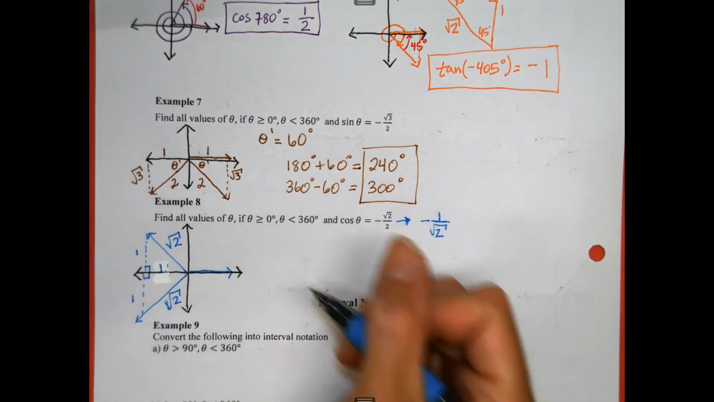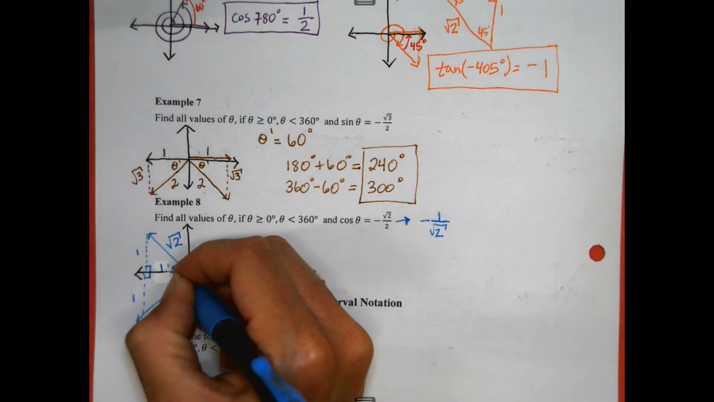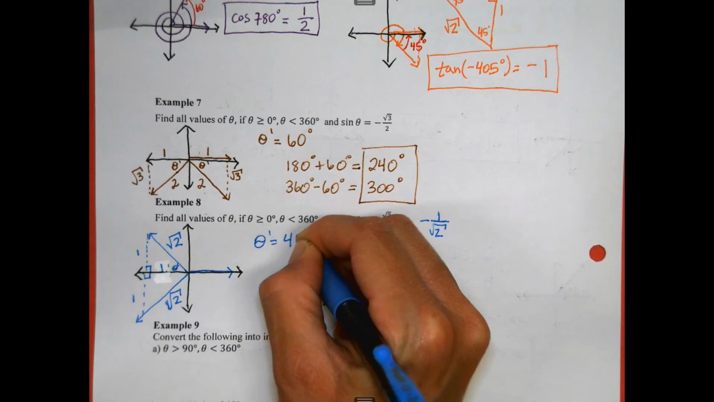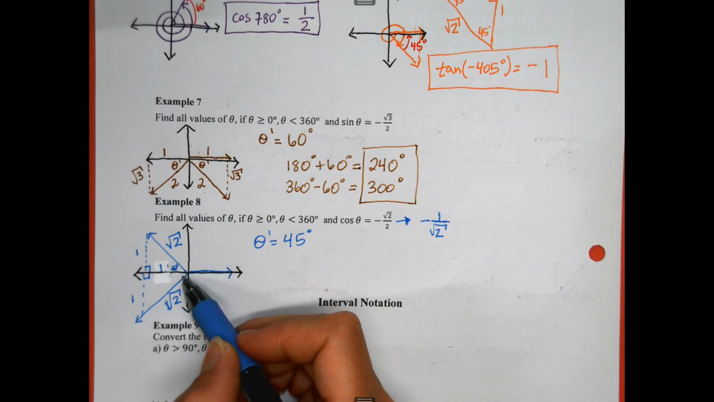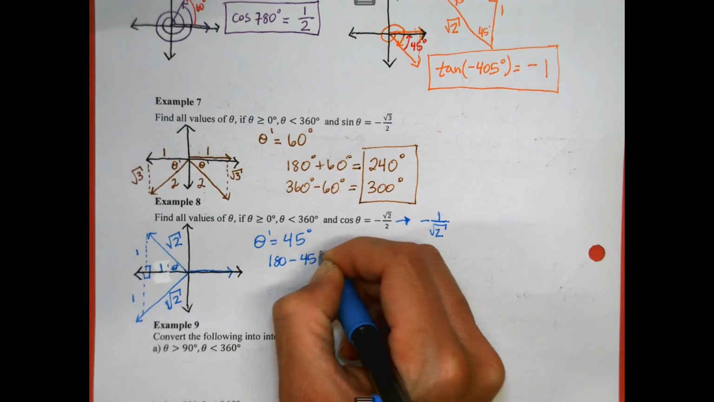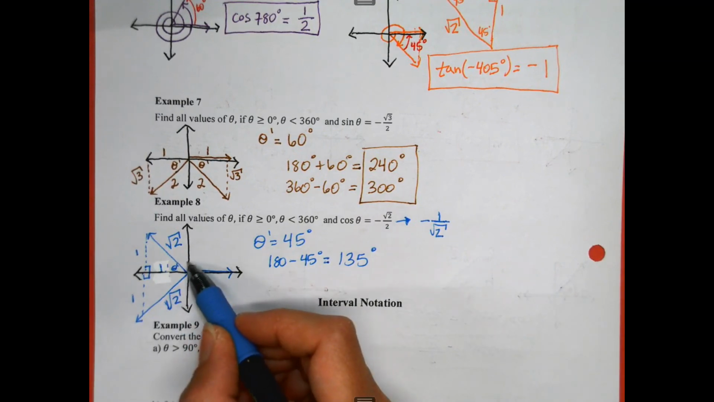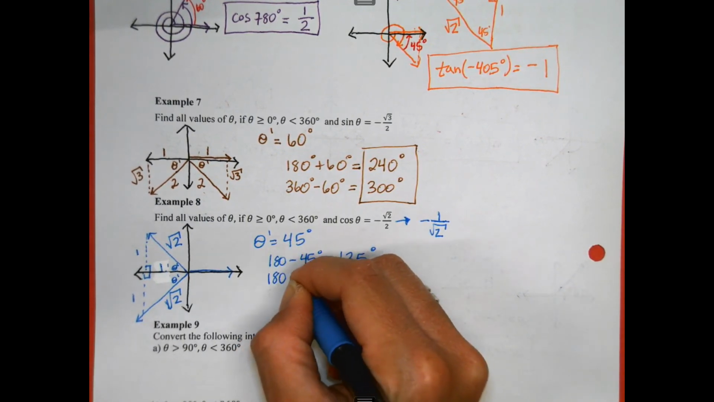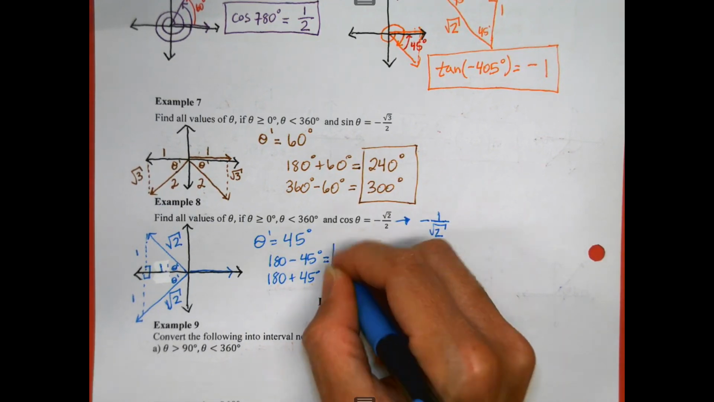We have a 45, 45, 90 triangle. So we have our reference angle being 45, and we know that we're stopping with this one. We're rotating and stopping 45 degrees away from 180. 180 minus 45 gives us 135 degrees. And with this one, we are rotating 45 degrees past 180. 180 plus 45 gives us 225 degrees.